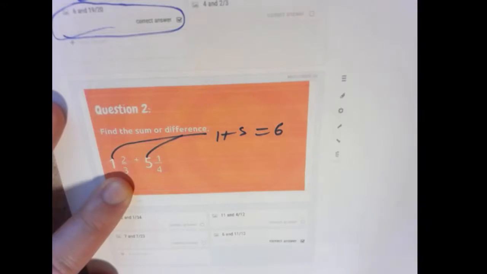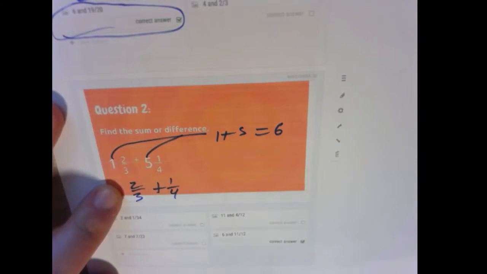All right, next one. So 1 plus 5 is 6 again. Then let's work on these fractions. 2/3 plus 1/4. The common denominator is going to be 12. Okay. And we'll multiply this side by 4/4, and this fraction is going to be multiplied by 3/3.